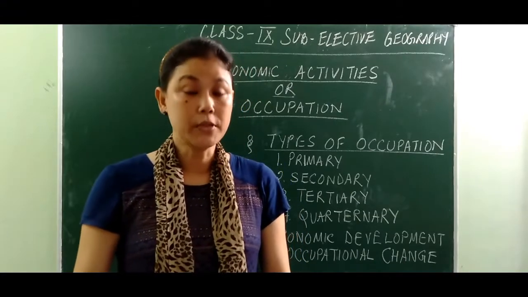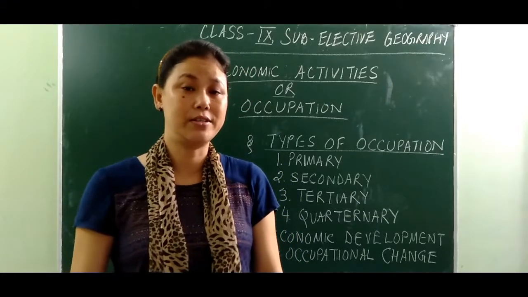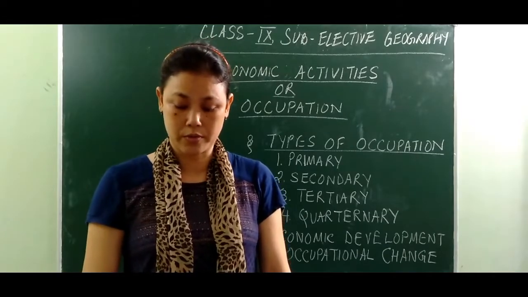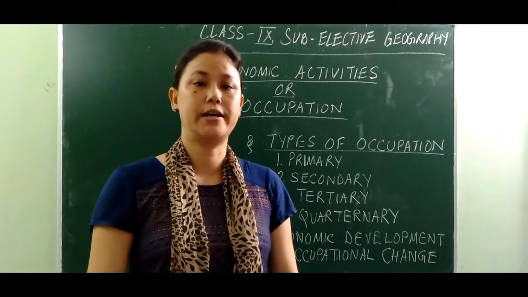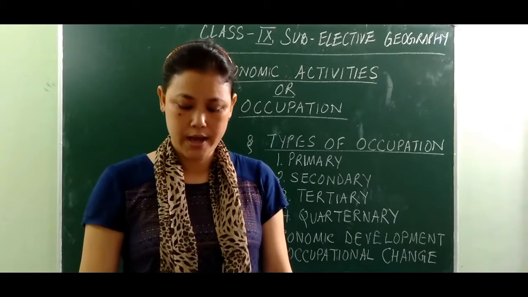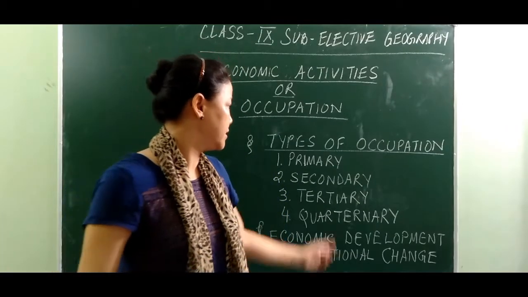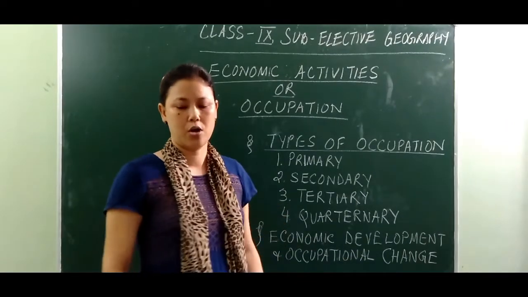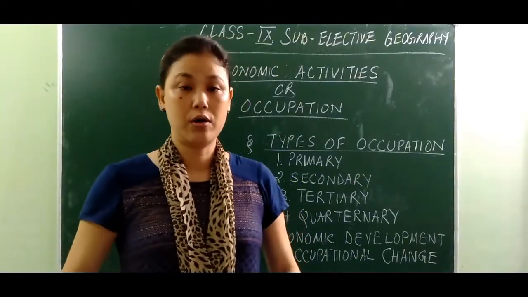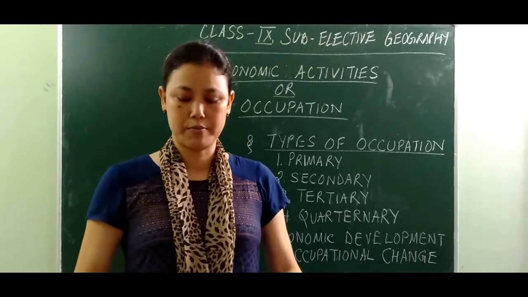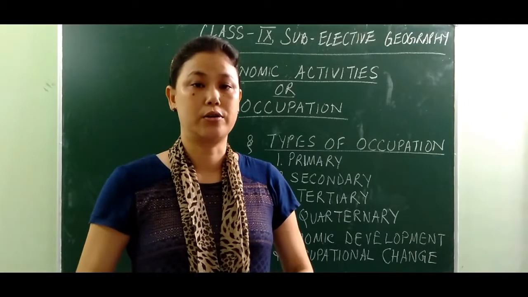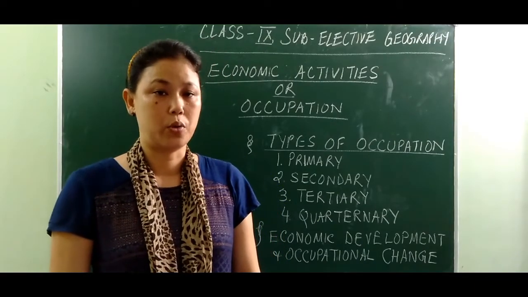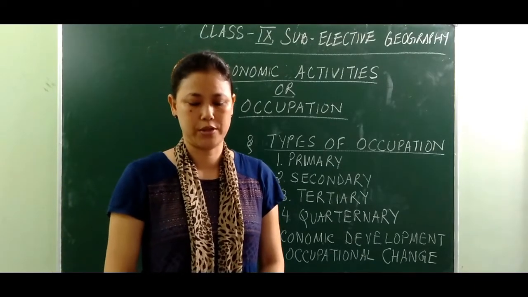So according to the activities that are performed, the types of occupation are divided into 4 types. They are primary, secondary, tertiary and quaternary. All of these different types have their forms and characteristics according to the functions that are performed. So first we will come to the primary occupation.